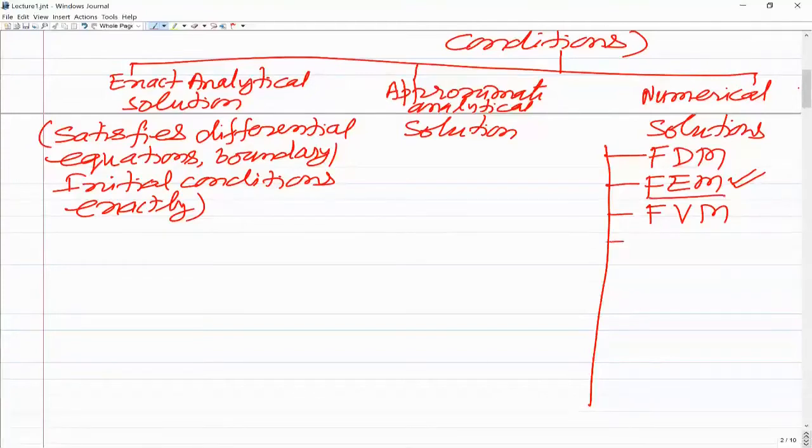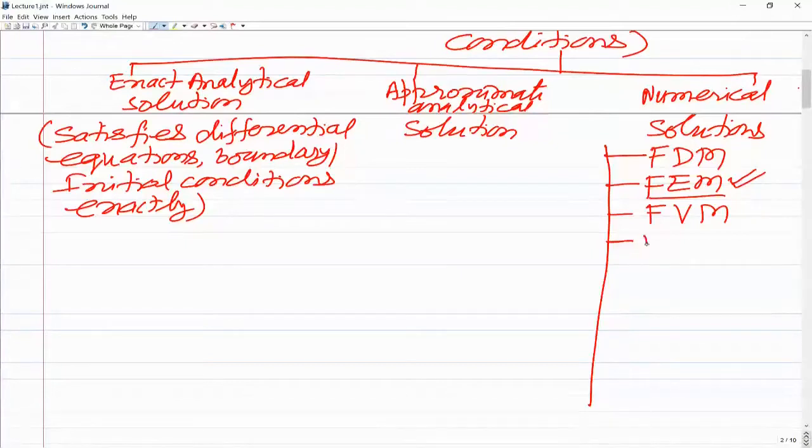So for finite volume, as I already said, most of the CFD software is based on the finite volume method. Of course, it is not that finite element cannot be used for fluid dynamics problems. It can be used, and there are some packages based on finite element for fluid mechanics problems. But most of the time, solid mechanics problems are solved using the finite element method, and fluid mechanics problems are solved using the finite volume method.